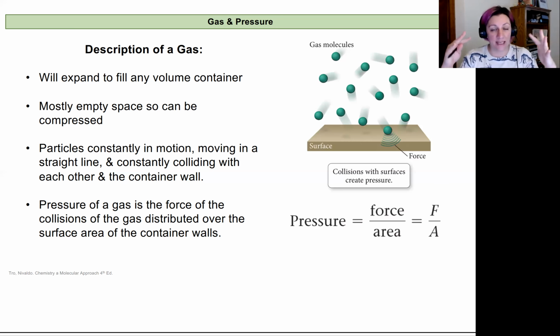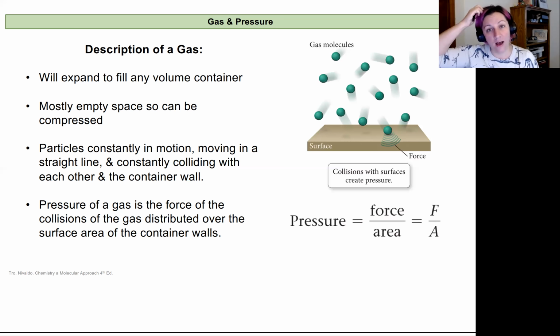You can compress a gas, though, and those gas particles, the different molecules or the atoms, will get closer and closer together. But at a normal atmospheric level of pressure, like the air around you right now, there's a lot of space between those molecules. They're also constantly in motion. They're going to move in a straight line and they're going to collide with each other or the walls of the container. And so they'll just collide and bounce off, kind of ricochet around.